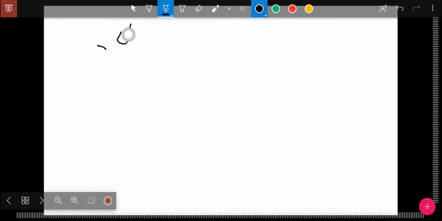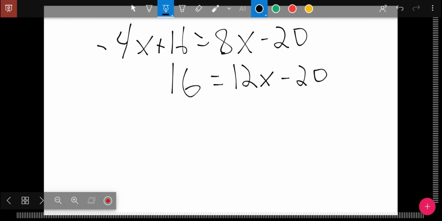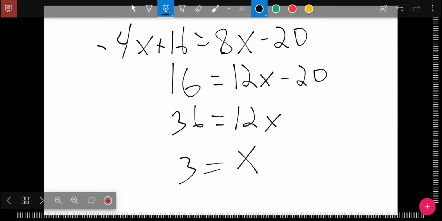Negative 4x plus 16 equals 8x minus 20. Add 4x to both sides. Add 20 to both sides. Divide by 3 on both sides. And I have my answer, x equals 3.